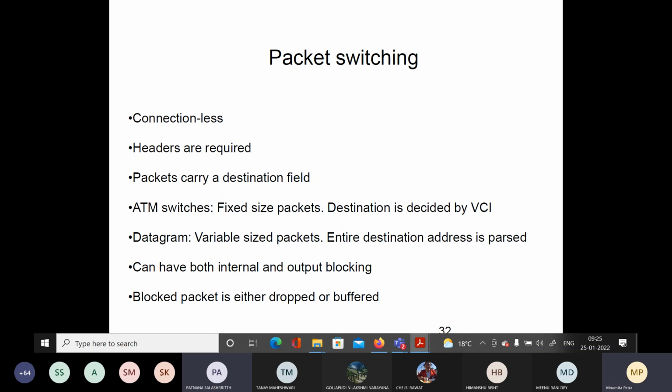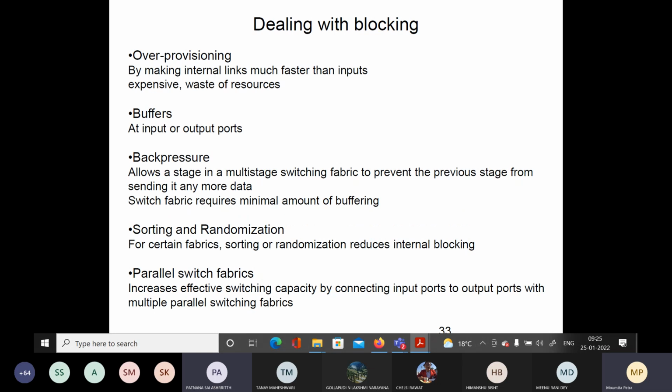Now what is the option here? If a packet is blocked, then it has to be either dropped or buffered. That is the situation that comes around when we are talking about packet switching. Now if we are having blocking, then what can we do? These are some possible solutions that have been given.